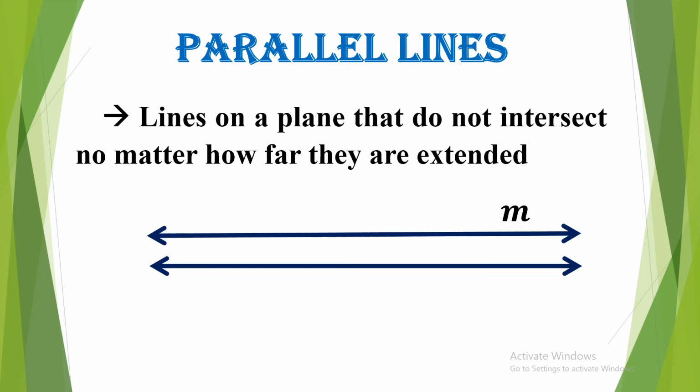So if we name one line as line M and the other line as line N, then we say that line M is parallel to line N. In symbols, we have M, and then in symbols, we have this one. So for parallel lines, we use this symbol, two vertical lines. So we have M is parallel to N.